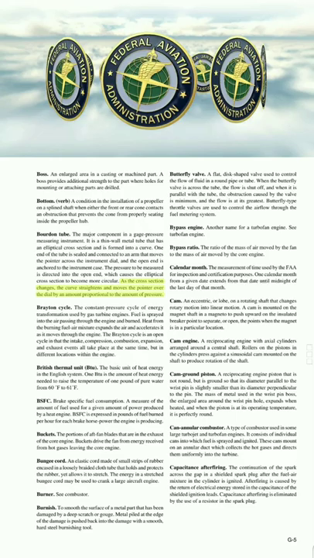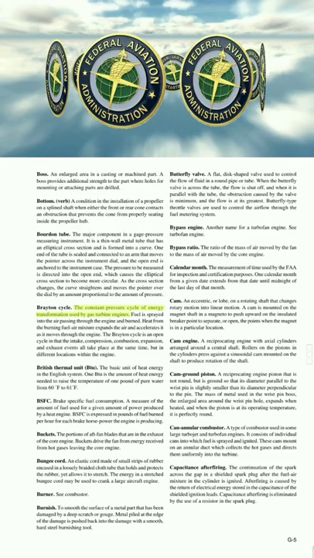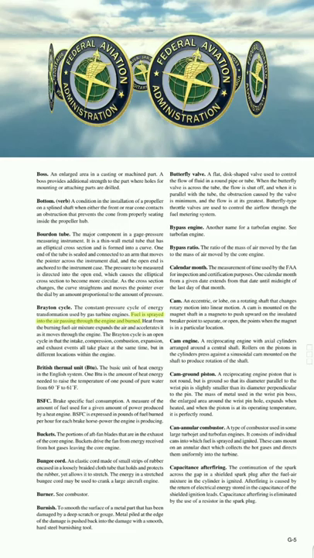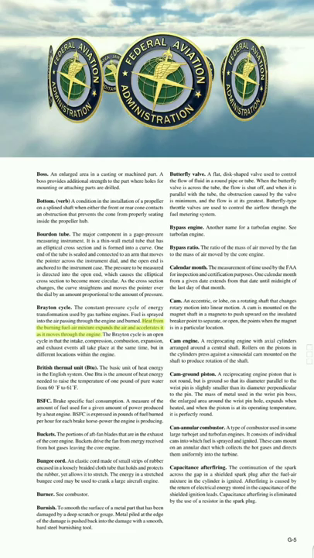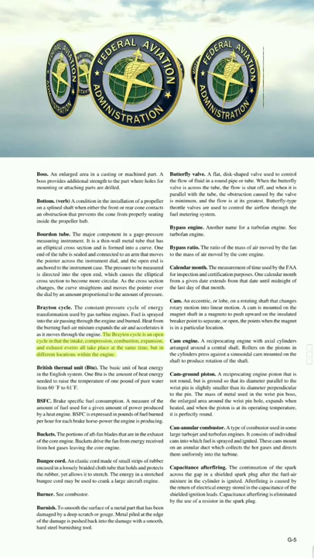Brayton cycle. The constant pressure cycle of energy transformation used by gas turbine engines. Fuel is sprayed into the air passing through the engine and burned. Heat from the burning fuel-air mixture expands the air and accelerates it as it moves through the engine. The Brayton cycle is an open cycle in that the intake, compression, combustion, expansion, and exhaust events all take place at the same time, but in different locations within the engine.